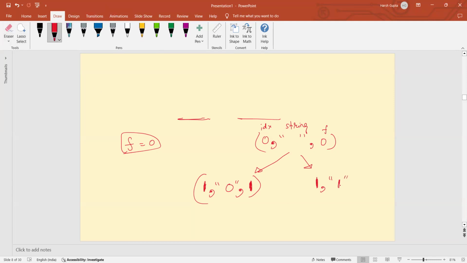Okay, so my string will become 1 over here, but my value of f will remain 0, because for the next index I don't have any restriction. I can put either 0 over there or 1.